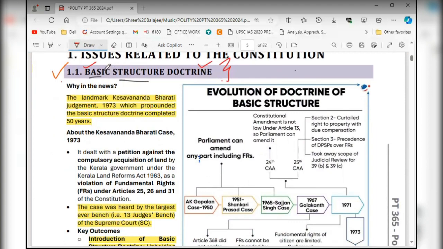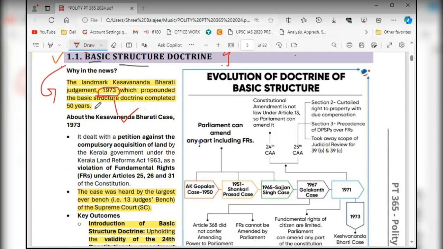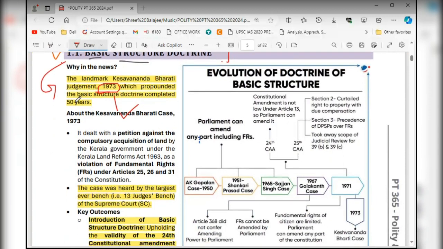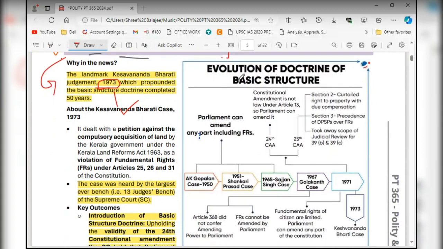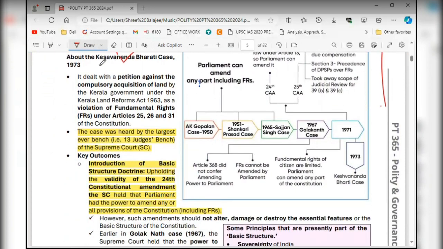Okay, so we know that the basic structure was laid down under the landmark judgment given in Kesavananda Bharati, 1973. So this year is again very much important. Okay, just try to remember this year. This is important, and why is it in news? Because it completed 50 years recently. Alright, then we have the doctrine and evolution given in front of this. So we'll come back to this later. First of all, let us see what was the judgment under this.